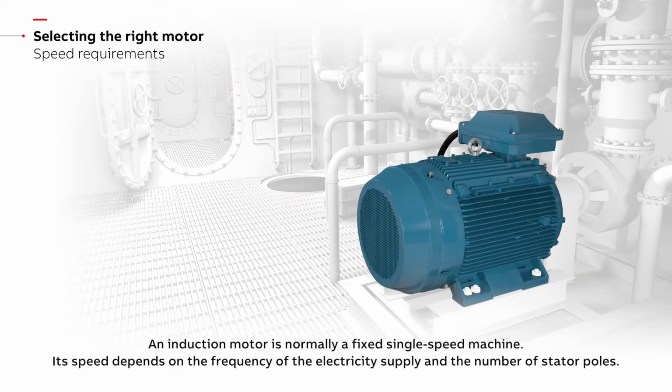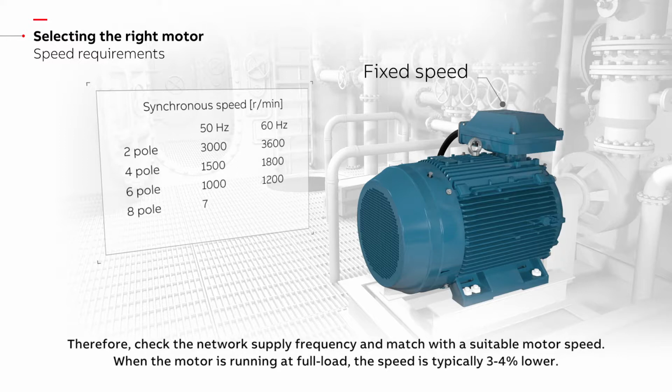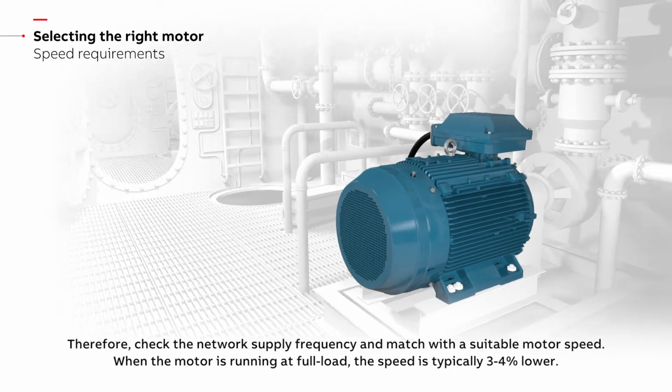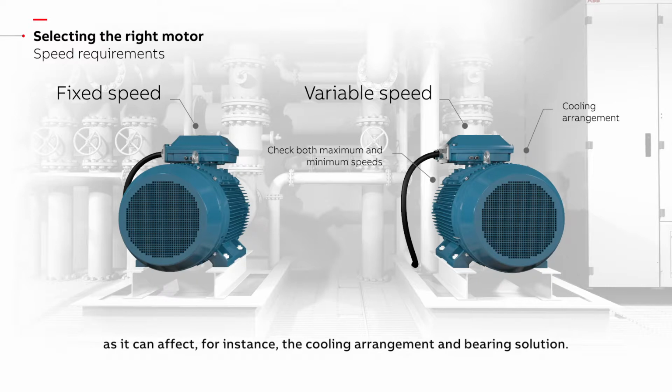An induction motor is normally a fixed single-speed machine. Its speed depends on the frequency of the electricity supply and the number of stator poles. Therefore, check the network supply frequency and match with a suitable motor speed. When the motor is running at full load, the speed is typically 3 to 4% lower. For motors driven by a variable speed drive, the maximum and minimum speeds must be taken into consideration, as it can affect, for instance, the cooling arrangement and bearing solution.